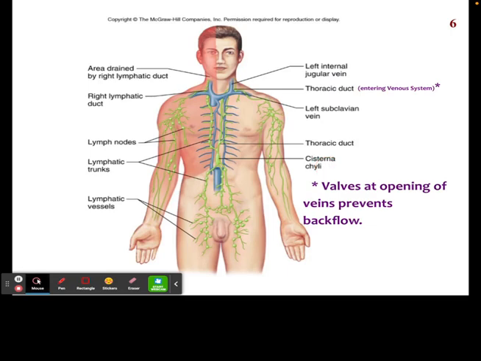And here's another image where you can see some of the lymphatic vessels throughout the body, as well as some of the major lymph nodes.